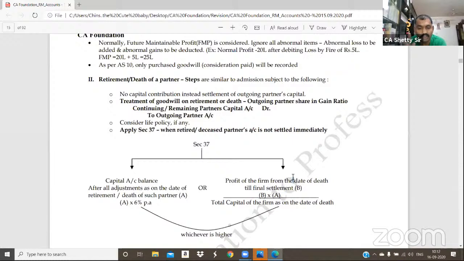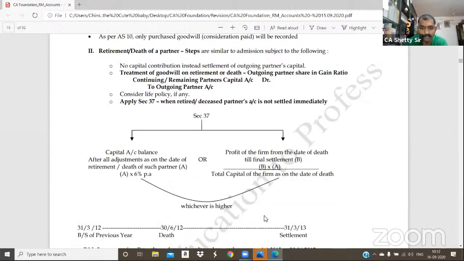Into the total capital, whichever you do, whichever is higher. In the regular class, we have done the problem. All of you go through this problem. And whichever is higher has to be given to the deceased partner's legal heirs.